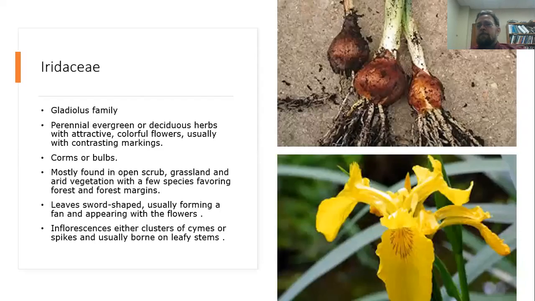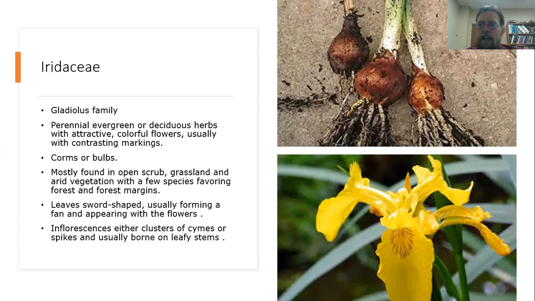All right, another really important ornamental group are the Iridaceae, the gladioluses and irises. Perennial evergreen or deciduous herbs, really attractive, colorful flowers. All of these plants have corms or bulbs. So if you're familiar with planting corms and bulbs in the late winter or the late fall or the early spring, very likely you are interacting with members of the family Iridaceae.